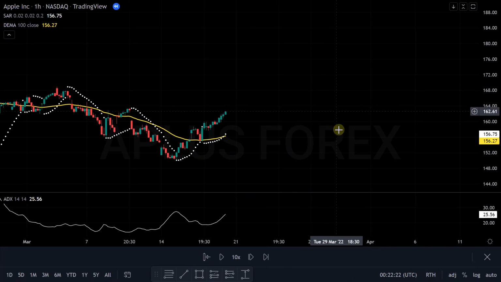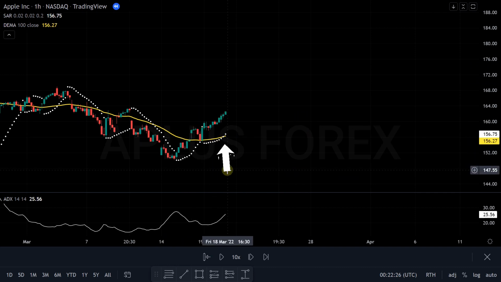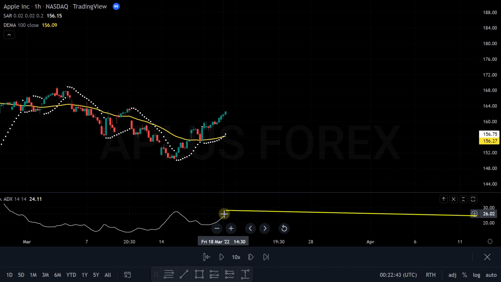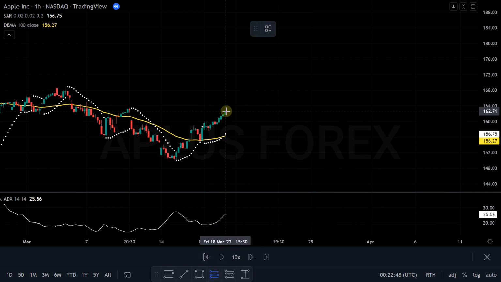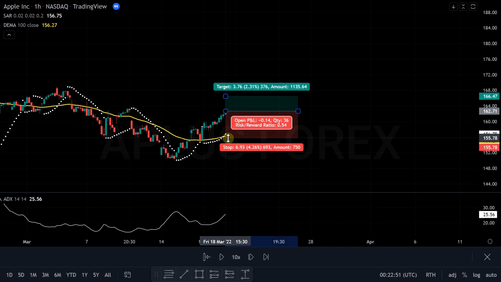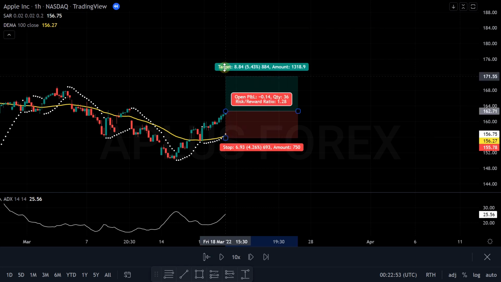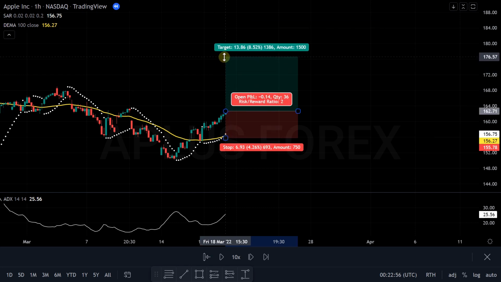Let's take an example trade on this chart. The market is above our 100 double exponential moving average. We can only look for a buy signal from the SAR indicator, and this can be confirmed by this dot below the candlestick. Then we check the ADX indicator strength, and as it shows, the value is above 25, which means a strong trend. We can take our trade putting our stop loss below the SAR indicator and target a 1 to 2 risk to reward ratio.